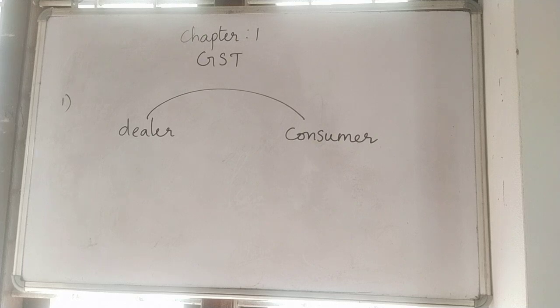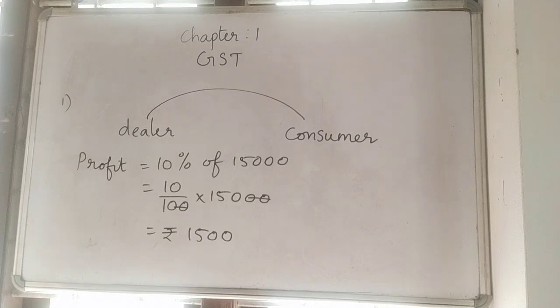Here we are considering it as an intrastate transaction because it is not specified there. So we can take it as an intrastate transaction. Profit is given as 10%, so what will be the profit? Marked price is 15,000. So profit we can write as 10% of 15,000. So 10 by 100 into 15,000, so it will be rupees 1,500.